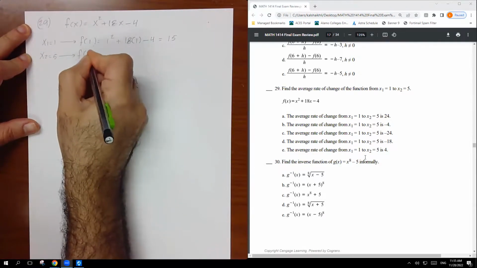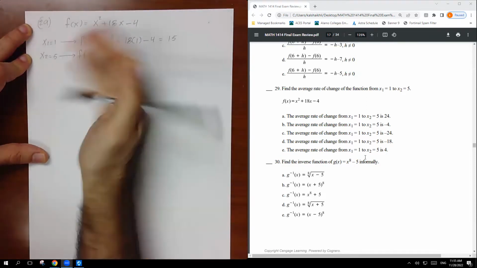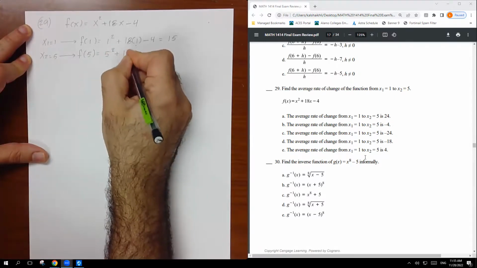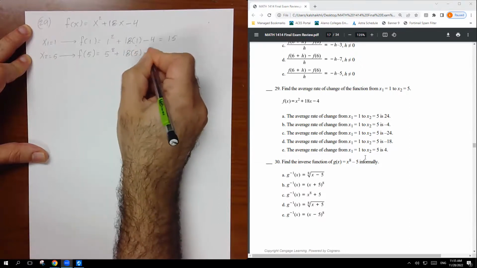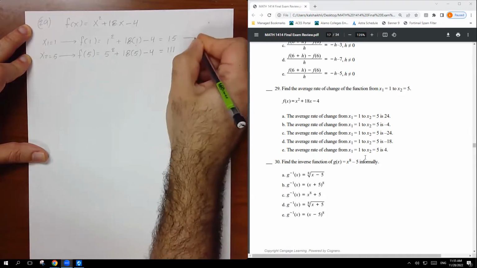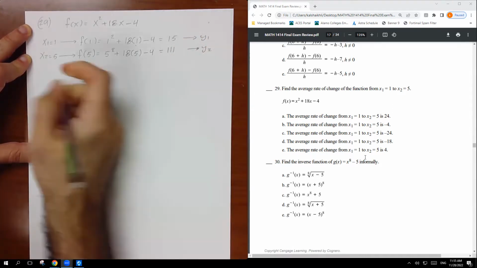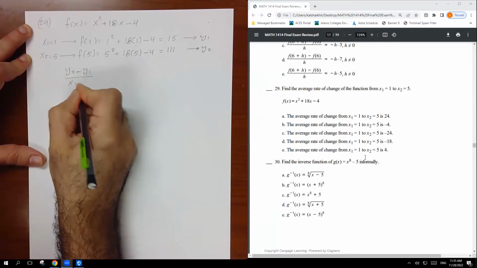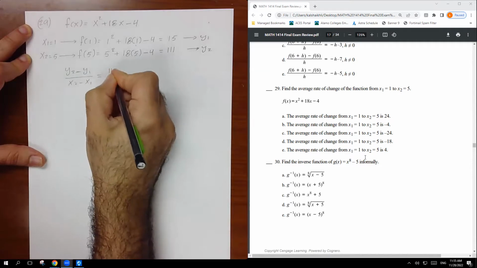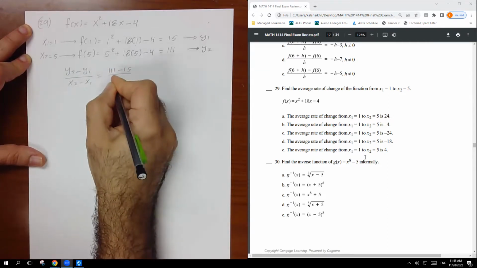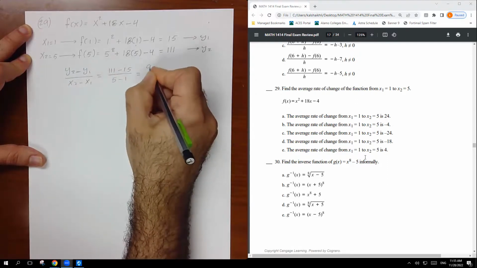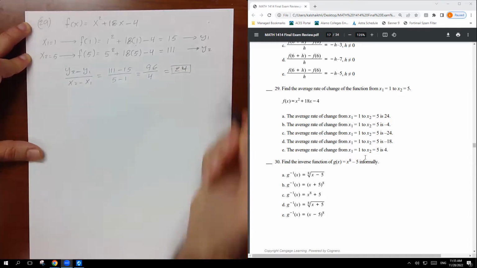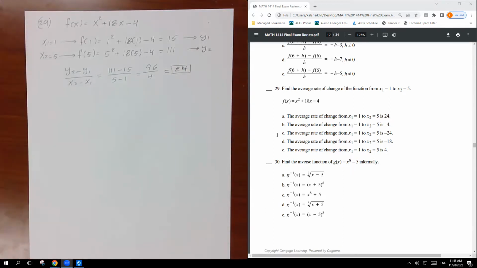Now x2 is going to be equal to 5. That means f of x2, which is f of 5, is going to be 5 squared plus 18 times 5 minus 4. That's going to be 111. So this one is y1 and this one is y2. So the average rate of change is y2 minus y1 over x2 minus x1. And this one is going to be 111 minus 15 over 5 minus 1. And it's going to be 96 over 4, and this one is equal to 24. So the average rate of change is going to be 24. So we're going to choose A.